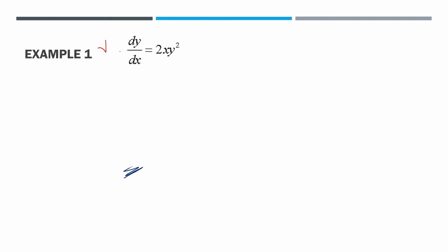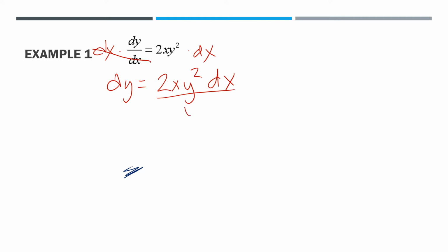But I want to basically get my x's on the right and my y's on the left. So I'm going to start by multiplying by dx to both sides. So I would have dy equals 2xy squared dx. Sorry for the handwriting here. I've got to get used to this. And then we want to divide by y squared, basically.